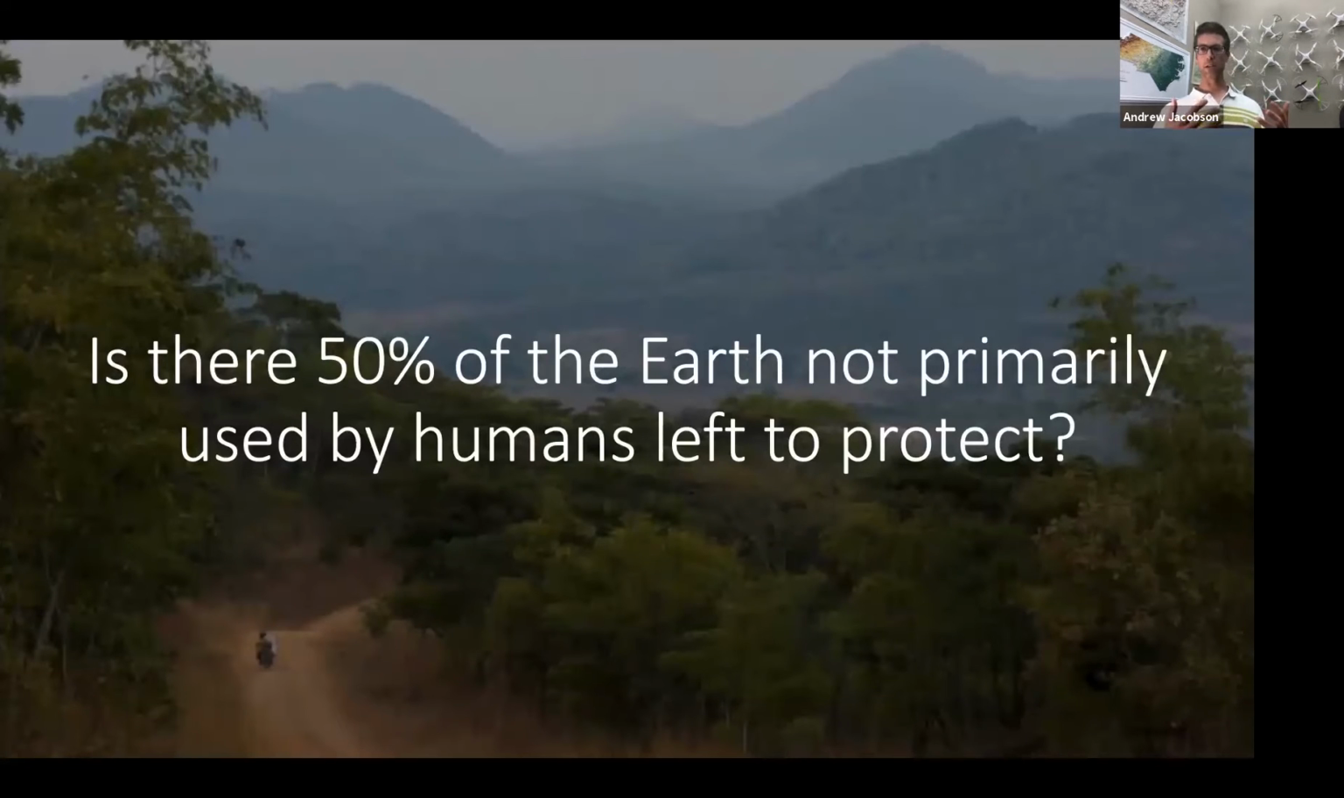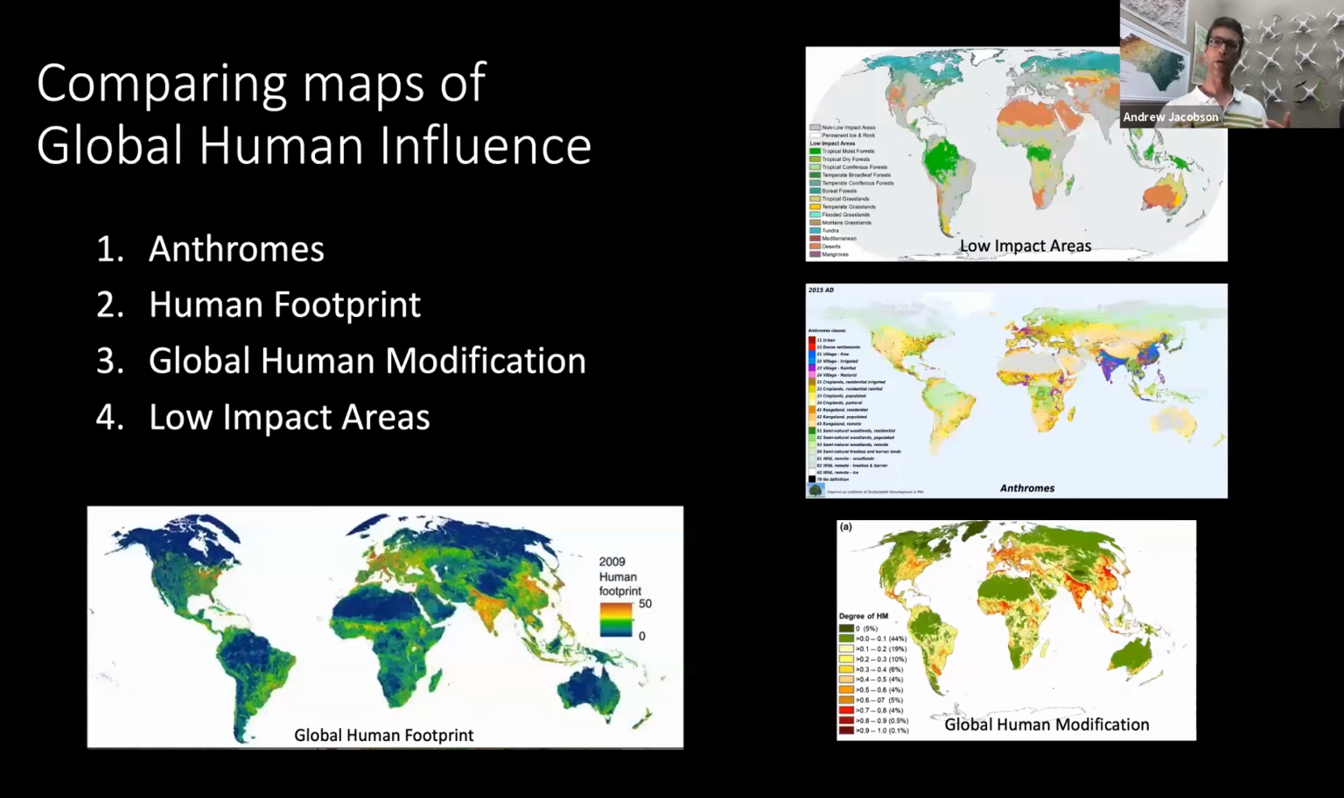But this kind of begs the question, is there even 50% of the planet left to protect? Is there 50% of the planet not primarily used by humans that we can protect? We don't want to be demolishing cities here and letting croplands go fallow. Is there 50% that we can save? So that was one of the primary driving questions in our research.